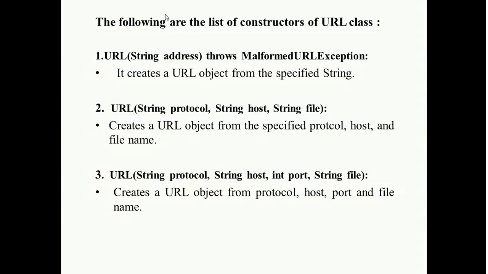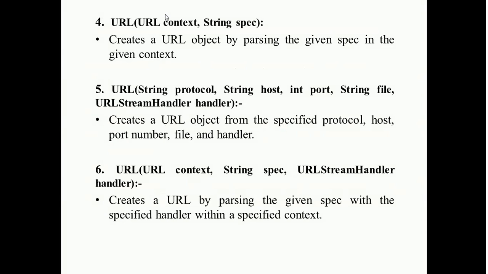Second constructor is URL string protocol, string host and string file. It creates a URL object from a specified protocol, host and file name. Third constructor is URL string protocol, string host, int port, string file. This constructor creates a URL object or instance from a protocol, host, port and file name. Fourth constructor is URL having parameters URL context and string specification. This constructor creates a URL object by parsing the given specification in the given context.